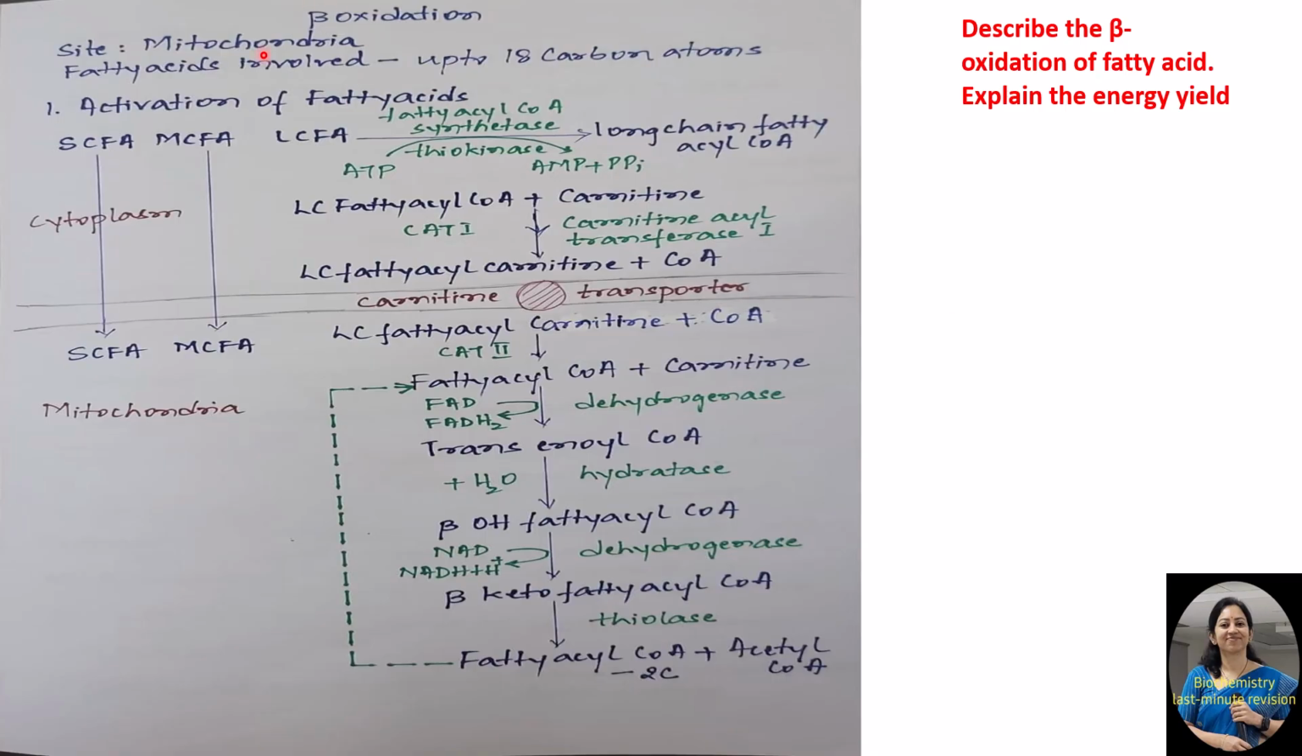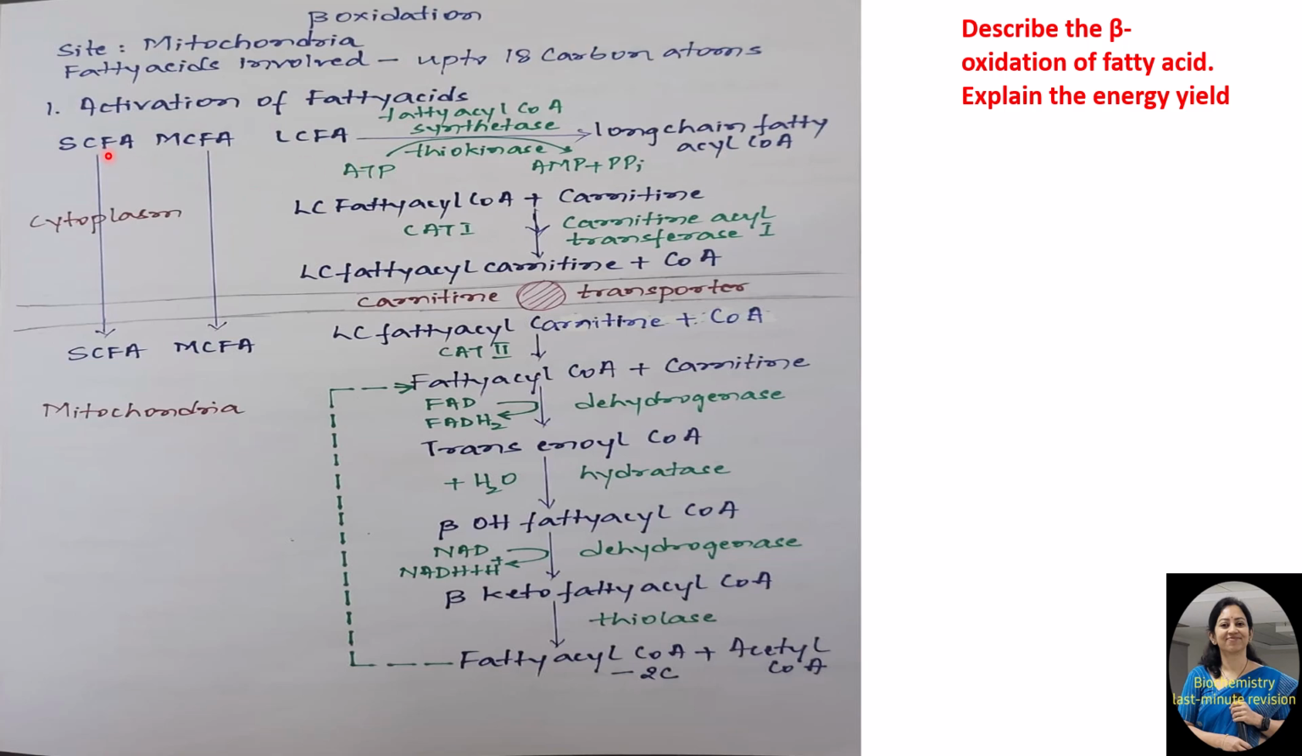The process takes place in mitochondria, and fatty acids up to 18 carbon are oxidized in the mitochondria by beta oxidation. And very long chain fatty acids are oxidized in peroxisomes. So there is a difference in activation. There is a difference in oxidation of short chain, medium chain, and long chain fatty acids.